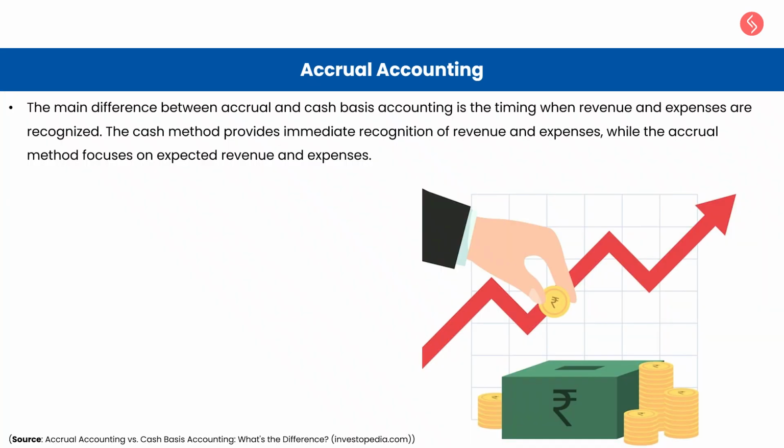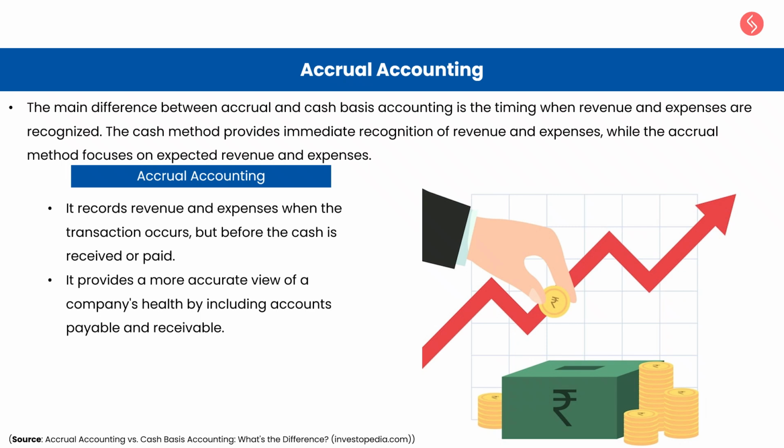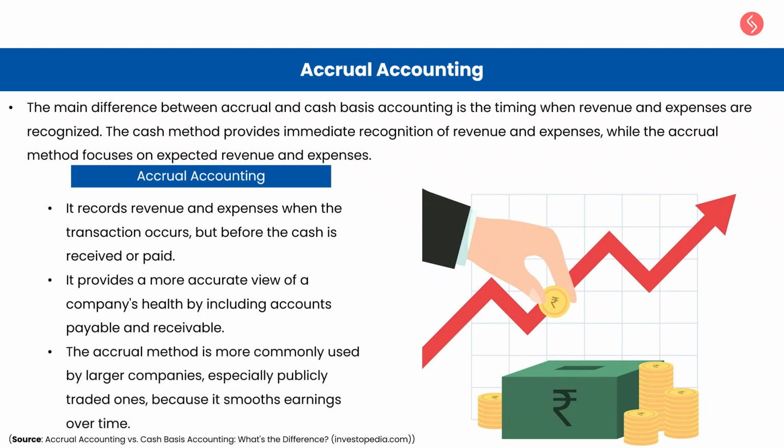The main difference between accrual and cash basis accounting is the timing when revenue and expenses are recognized. The cash method provides immediate recognition of revenue and expenses, while the accrual method focuses on expected revenue and expenses. Accrual accounting records revenue and expenses when the transaction occurs, but before the cash is received or paid. It provides a more accurate view of a company's health by including accounts payable and receivable. The accrual method is more commonly used by larger companies, especially publicly traded ones, because it smooths earnings over time.